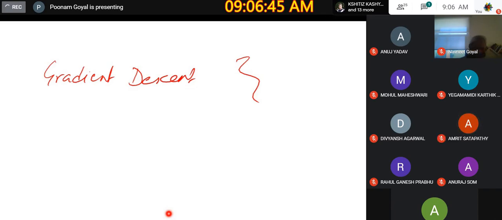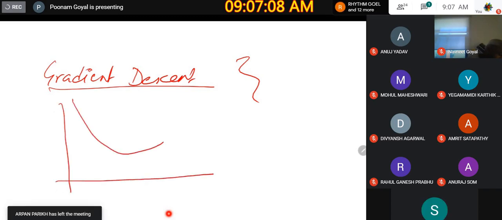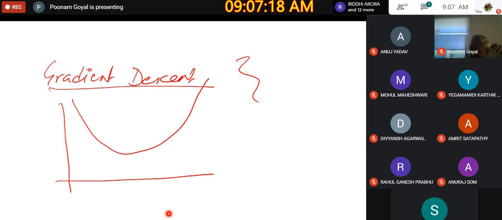Yes, sir. Okay. So we'll start with gradient descent. So let me tell you what is the background. If anyone can help me with what we were doing towards the end of the last class. Yeah. Can anyone help me with that part?